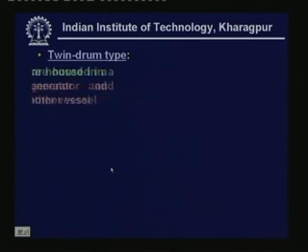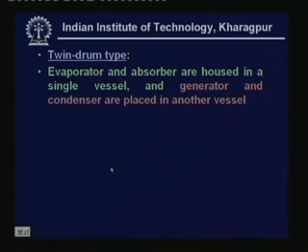Twin drum type system. In this system, evaporator and absorber are housed in a single vessel, and generator and condenser are placed in another vessel. So as the name implies, this system consists of two drums, and one drum or one vessel houses both the evaporator and absorber, and the other drum houses both the generator and the condenser.